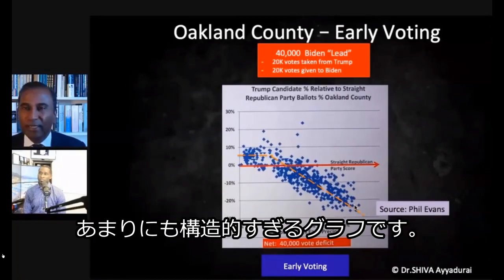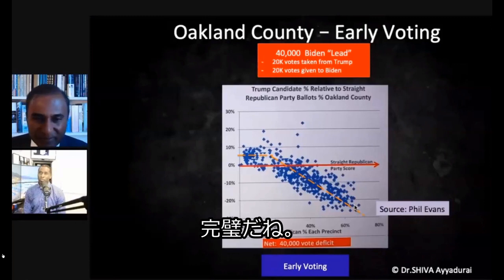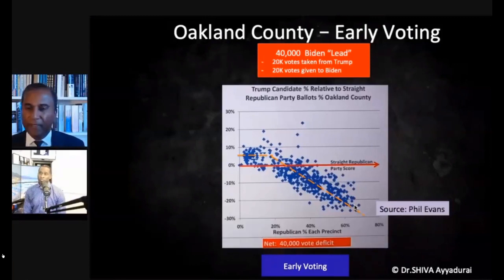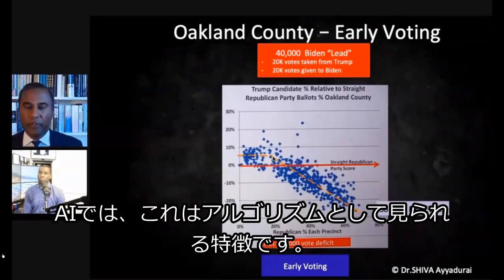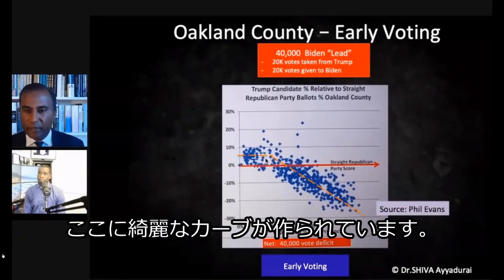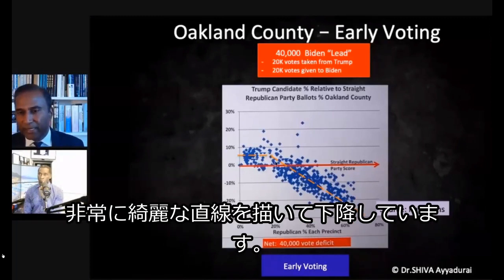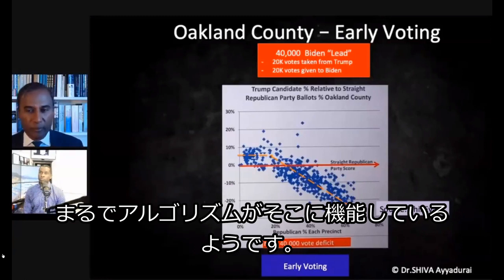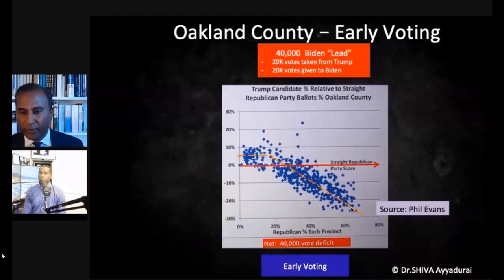This is too structured, right? Too perfect. In AI, you look for features like these because it lets you build an algorithm. This is easy. This beautiful curve hits flat and boom, it drops in a nice linear fashion, as though an algorithm was there. As you went across, votes were getting cut from Trump. And that's what we see here.